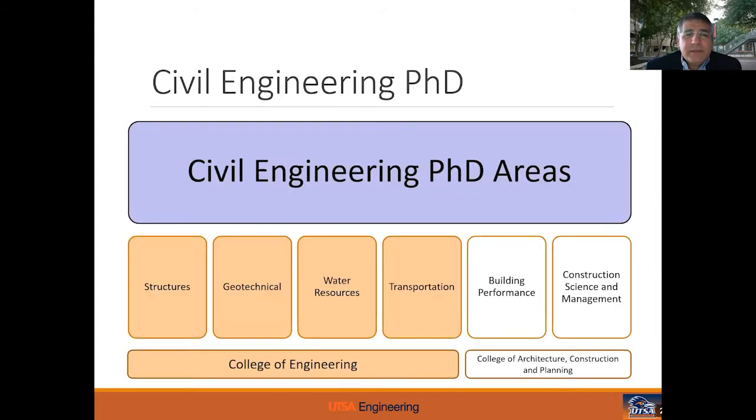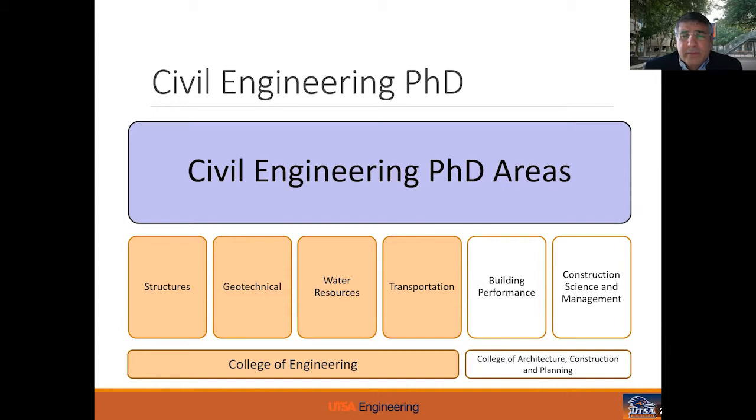So our civil engineering PhD has 6 tracks. 4 are more traditional civil engineering tracks, in orange, shown there: structures, geotechnical, water resources, and transportation. And that is more of the traditional engineering side of the ledger. We have 2 additional tracks, formerly of the College of Architecture, which is no longer a college. The 2 have merged together. But there's still divisions within the college.